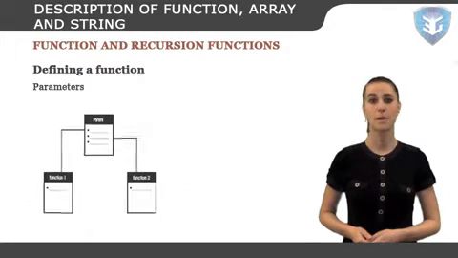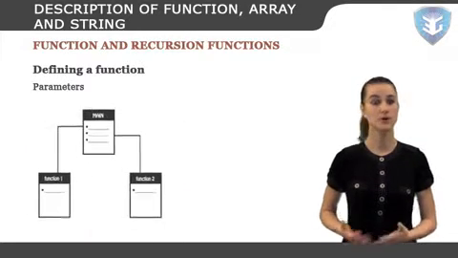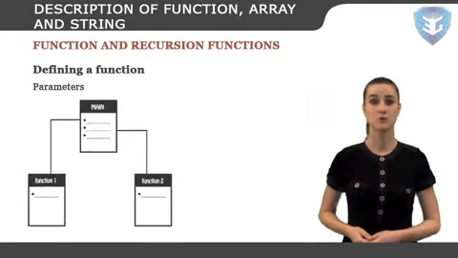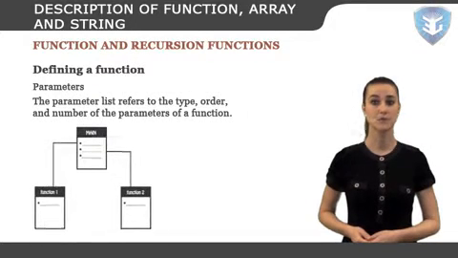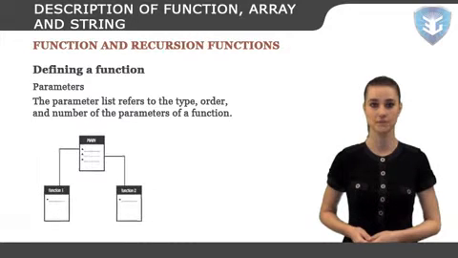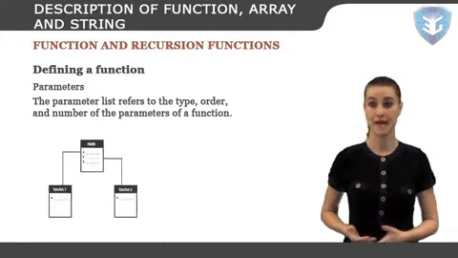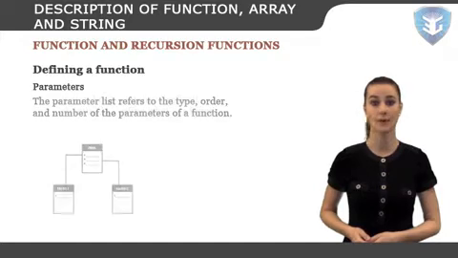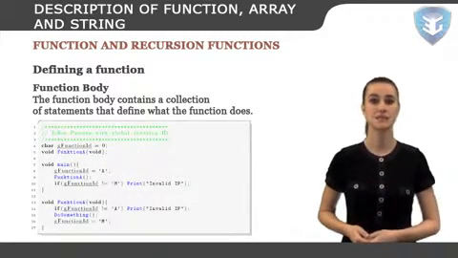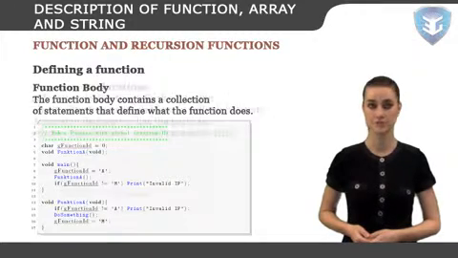Parameters. A parameter is like a placeholder. When a function is invoked, one passes a value to the parameter. This value is referred to as actual parameter or argument. The parameter list refers to the type, order, and number of the parameters of a function. Parameters are optional, that is, a function may contain no parameters. Function body. The function body contains a collection of statements that define what the function does.